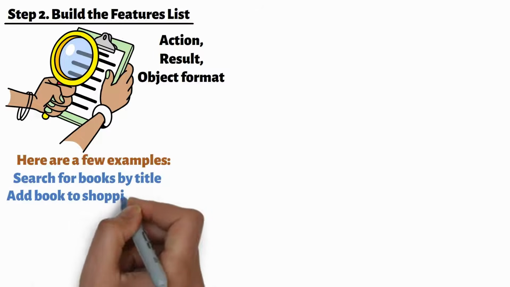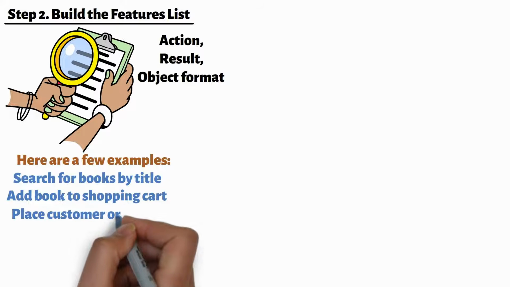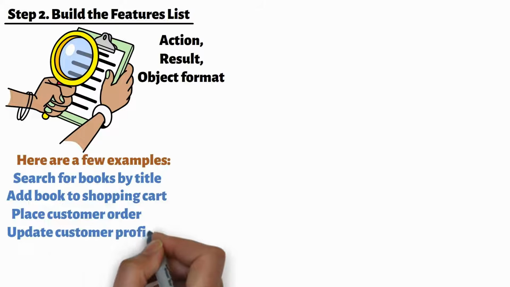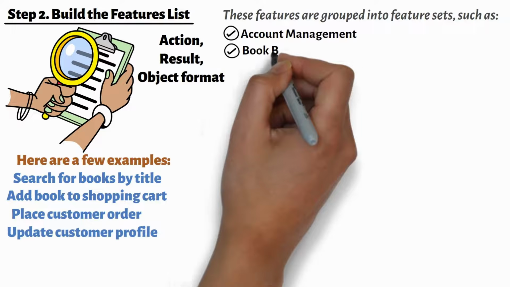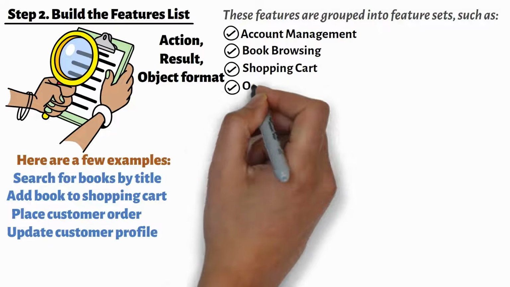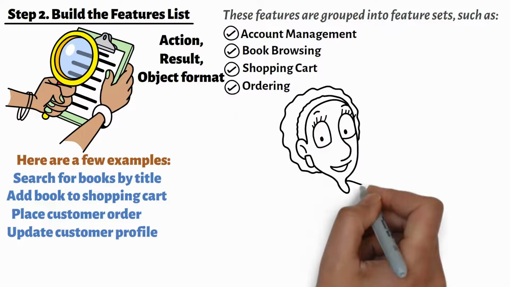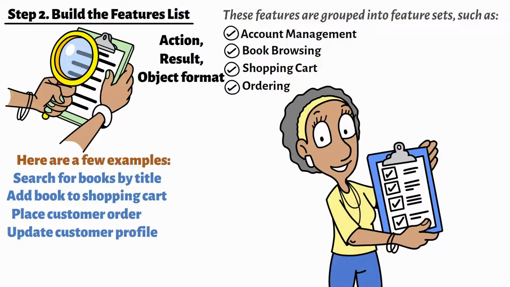Add book to shopping cart. Place customer order. Update customer profile. These features are grouped into feature sets such as account management, book browsing, shopping cart, and ordering. This becomes the complete list of work that will be delivered throughout the project.